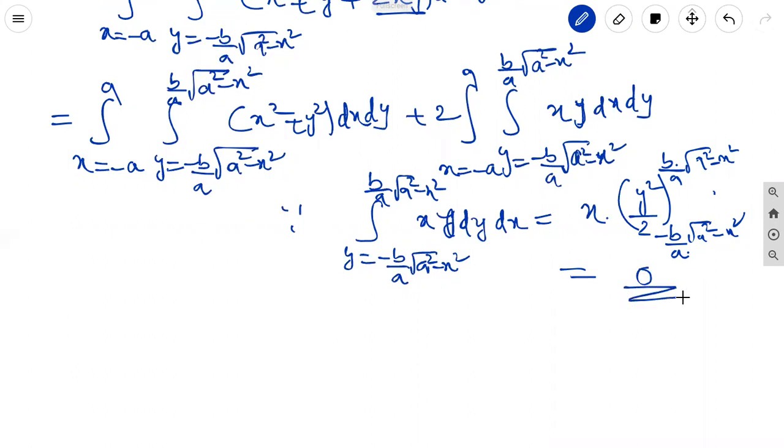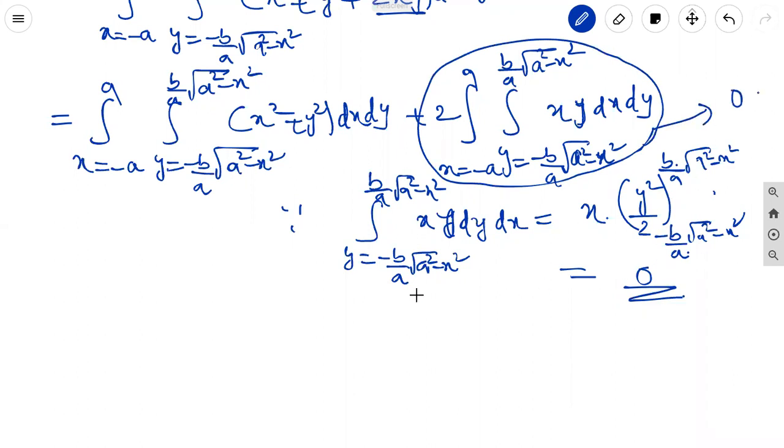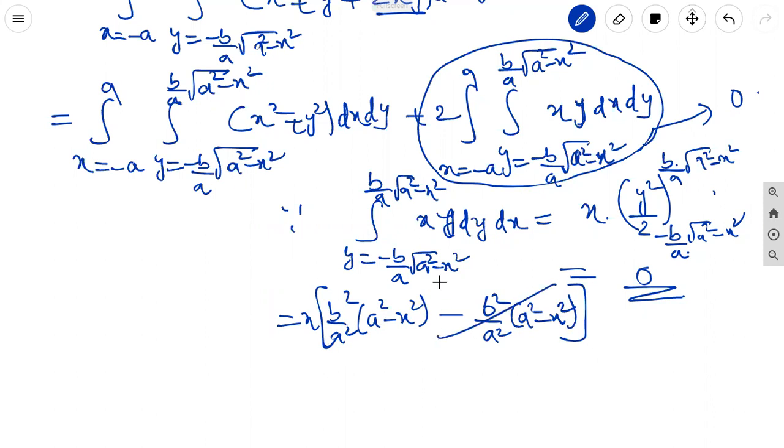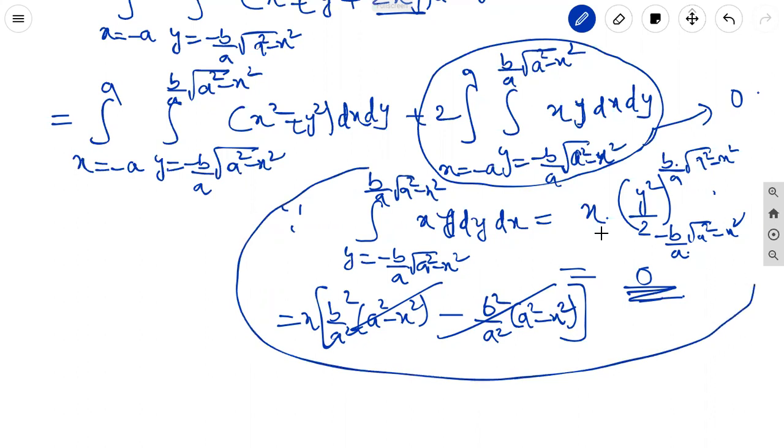it becomes reduced to 0. So this is eliminated. Why? Because we are getting x into b square by a square into a square minus x square, minus this whole square, which means minus into minus is plus. Again, we are getting b square by a square into a square minus x square. Both get cancelled and we get 0. That is the simplification of the last integration, that is 2xy, so it is reduced to 0.